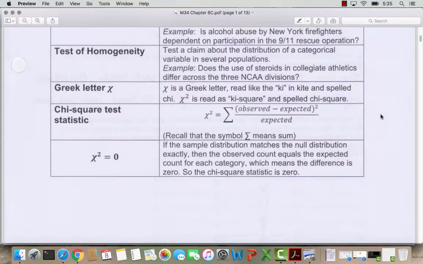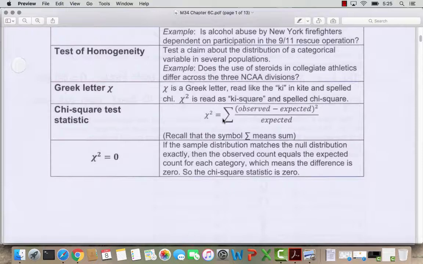The test statistic that we'll be calculating is the difference between what we observe and what we expected. We square it to make it positive because we like working with positive numbers in statistics. Then we divide by what we expected, and then we add it all up. Remember, this sigma symbol means that we add it all up, we sum.